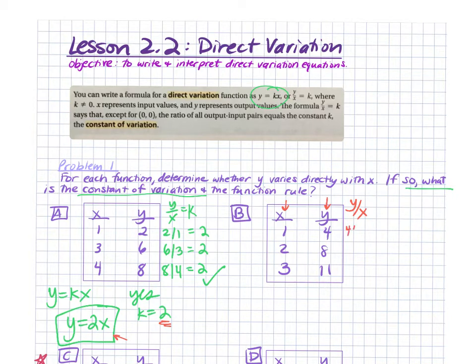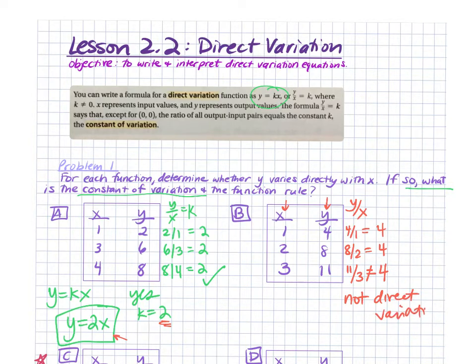So in this case, we have 4 divided by 1. That's 4. Here we have 8 divided by 2. Also 4. Looking good. 11 divided by 3. Not 4. We don't actually even care what it is. We just know that it's not 4 because 12 divided by 3 is 4, and so this is not a direct variation.